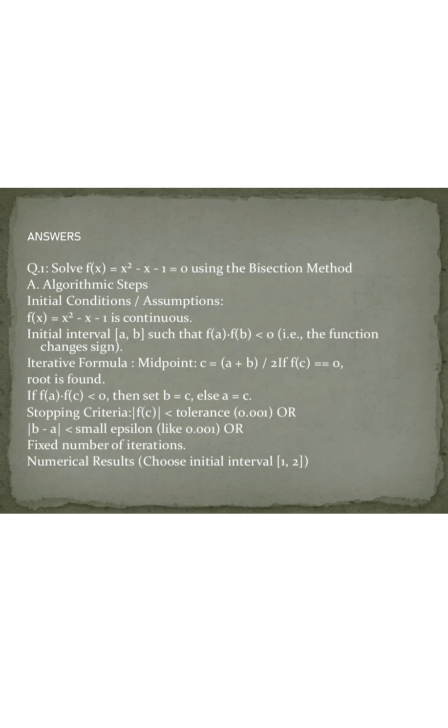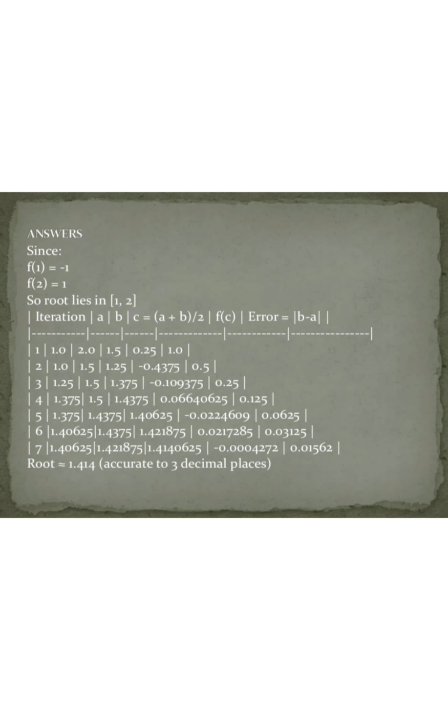Numerical result: choose initial interval [1, 2]. Since f(1) = −1 and f(2) = 1, the root lies in [1, 2]. For each iteration we compute a, b, c = (a + b)/2, f(c), and error = |b − a|. After performing these iterations, the root is approximately 1.414, accurate to 3 decimal places.